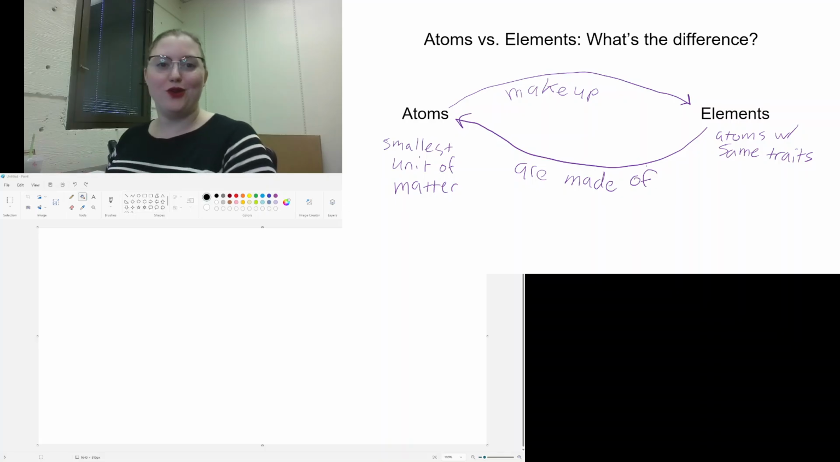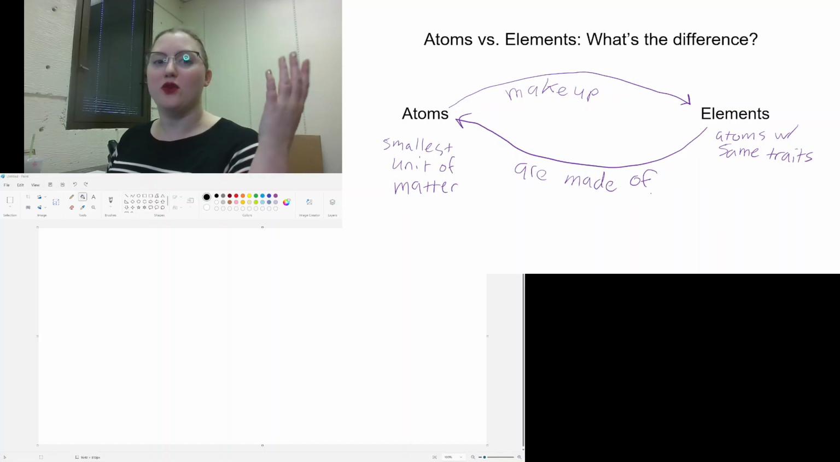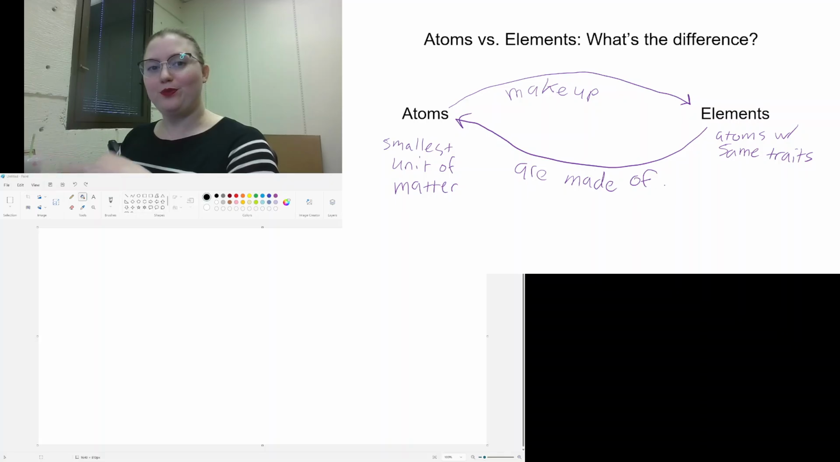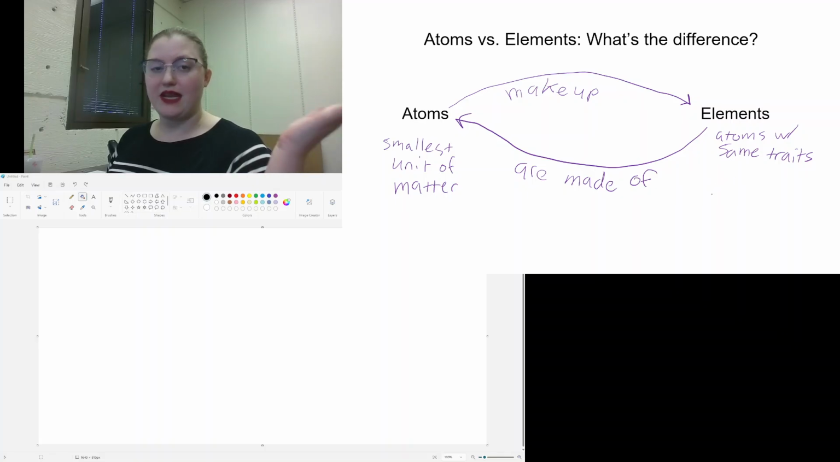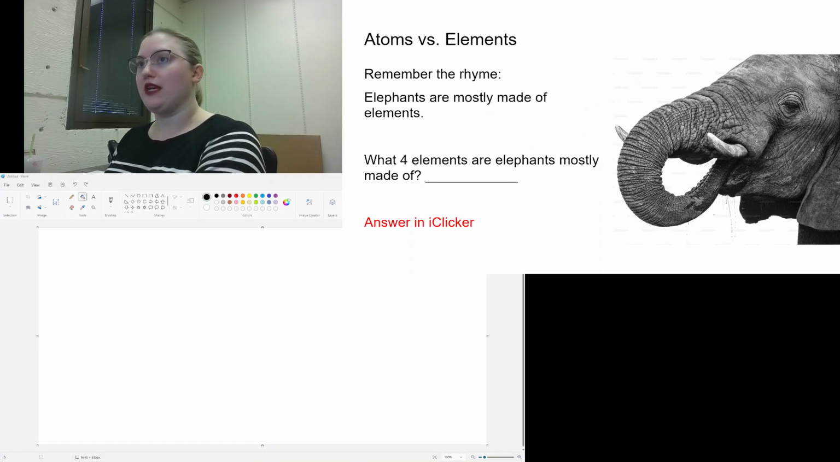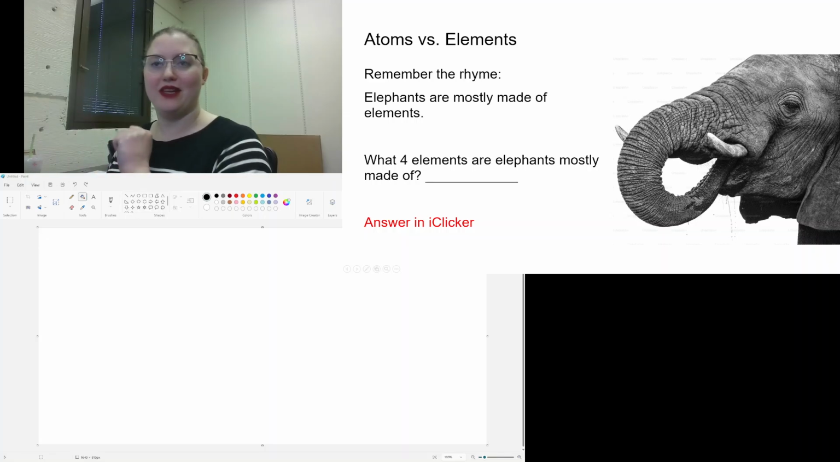Like if we think about carbon, you can have an atom of carbon, but you can't have a carbon of an atom, right? So an atom makes up an element, but an element can't make up an atom. And all carbon atoms are going to have the same traits, right? Let's talk about those traits in a minute.